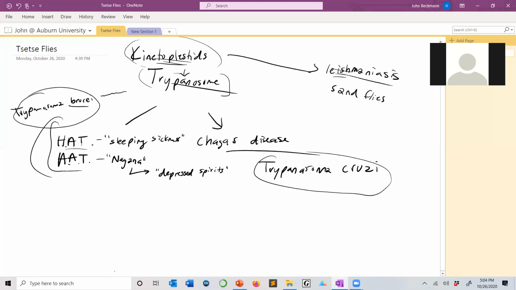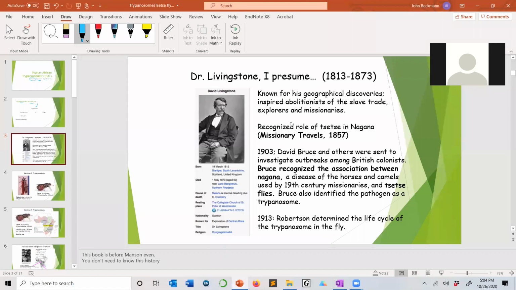And also the vectors are different. So the vector of Chagas disease is a reduviid bug, which I'll talk about in a little bit more. And the vector of these trypanosome diseases in Africa are tsetse flies. Okay, so just looking at these slides here, there was a person named David Bruce who was investigating outbreaks of this disease amongst British colonists. And the pathogen was then named after Bruce, which is why it's called Trypanosoma brucei. That's where it gets its name. And this is just some of the history of it. You don't need to memorize that.